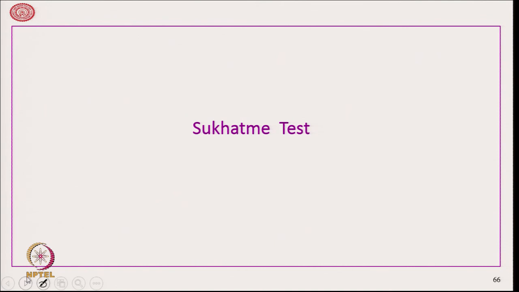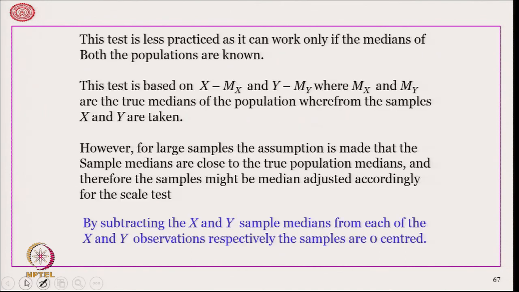Let me now talk about another test, which is called the Sukhatme test. This test is less practiced, as it can work only if the medians of both the populations are known. Why? Because the data will be transformed to x minus m_x, where m_x is the median for x, and y minus m_y, so that they can spread on both sides of 0. Therefore, if m_x and m_y are not known, truly we cannot use this.